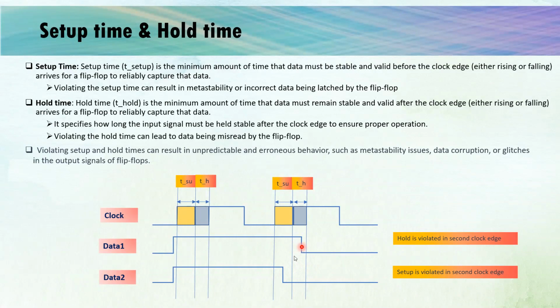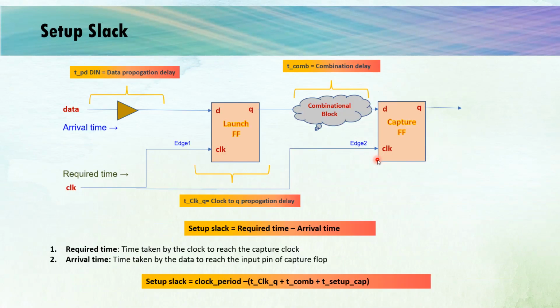So now, if such kind of behavior is coming, as we already know, this may result in some erroneous behavior, data corruption, glitches, or metastability. So how does a tool guide an STA engine so that it can optimize your design and resolve these setup and hold violations that are occurring in your design, or also tell the designer what all issues are coming? For that, the tool basically gives you a report, and that report consists of something called slack, which is setup slack or hold slack.